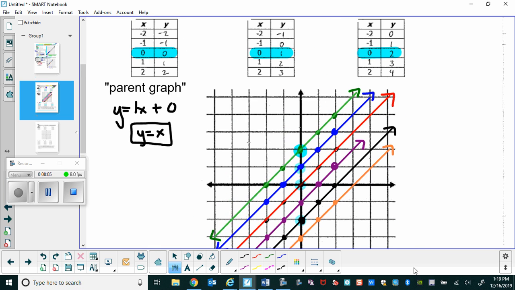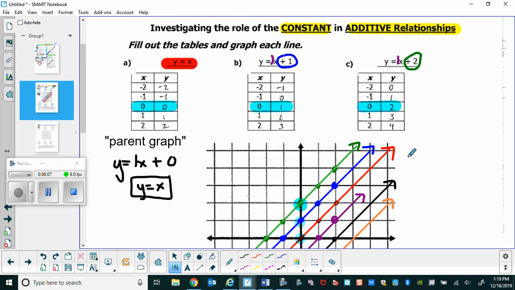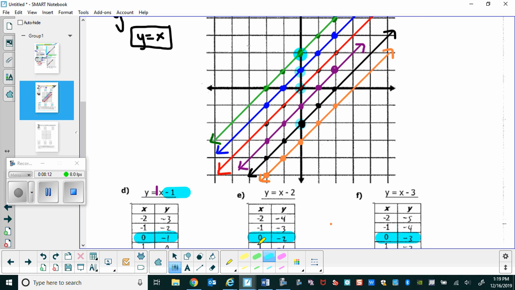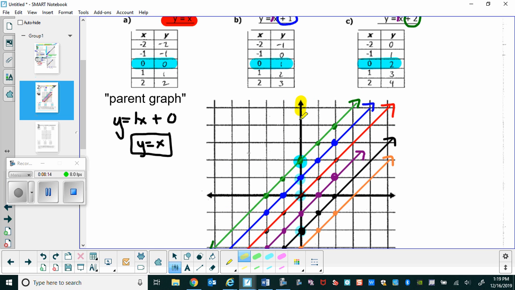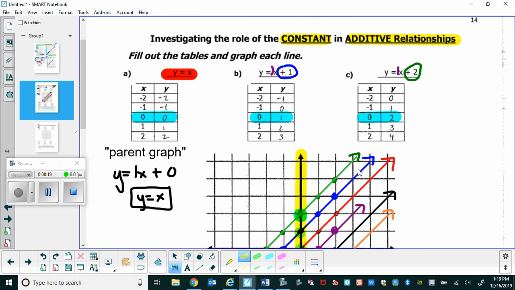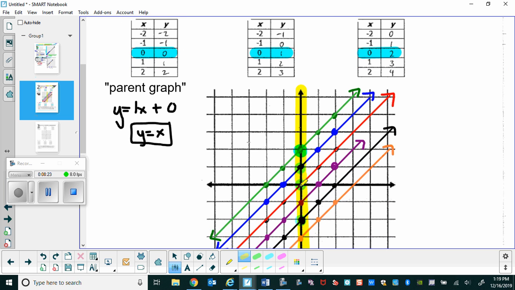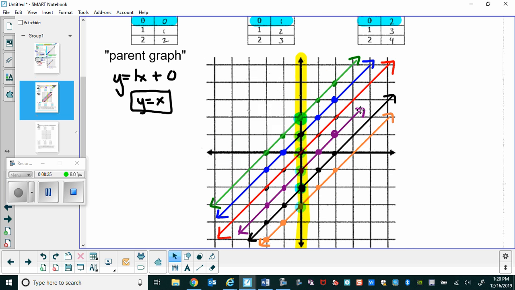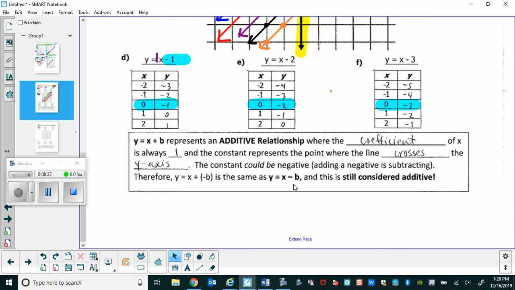So what this video is meant to point out is that the constant will tell you where the line is going to cross the y-axis. That is literally the big main takeaway, that this is our y-axis. And what we can see here is that the plus 0, plus 1, plus 2. There's the 0, plus 1, plus 2. Down here, we have our negative 1, negative 2, negative 3. So there's the negative 1, negative 2, negative 3. So the constant tells us where the line will cross the y-axis, okay?